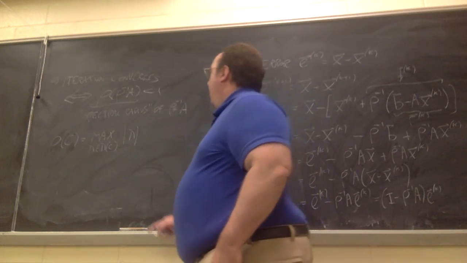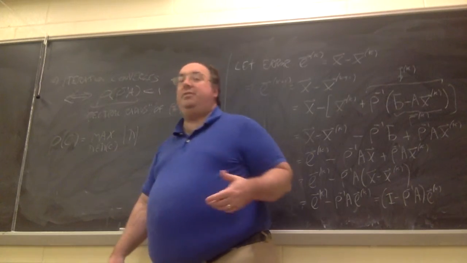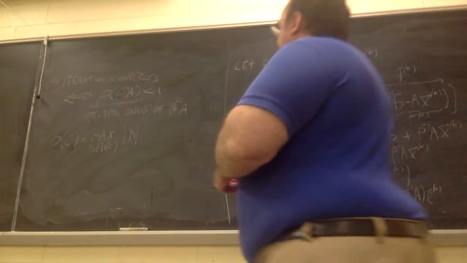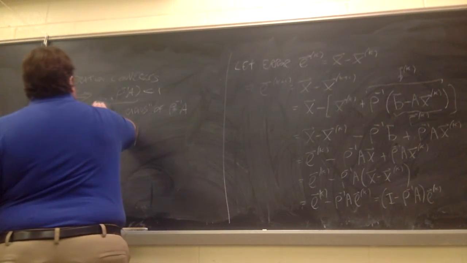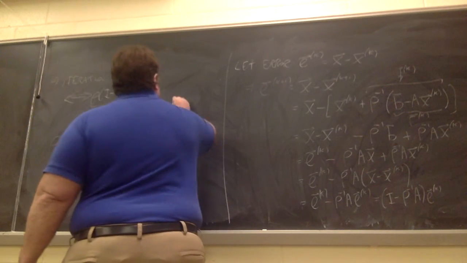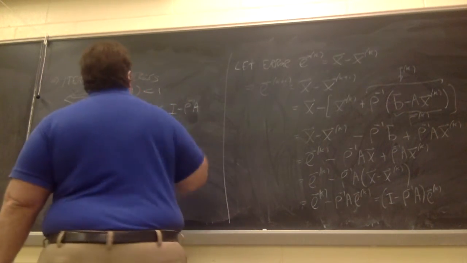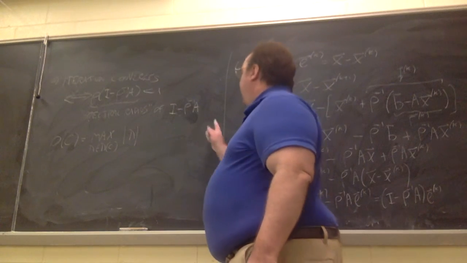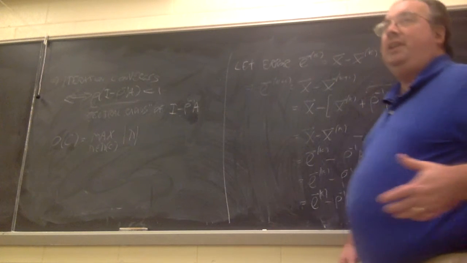So in other words, all eigenvalues of P inverse A, I just totally messed that up. It's not P inverse A. It's identity minus P inverse A. Which makes sense because we want P to be approximately A. If P was equal to A, we'd have 0. So all eigenvalues of this matrix must be strictly less than 1 in absolute value.